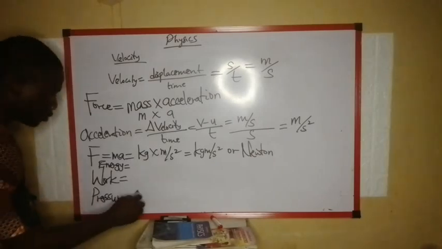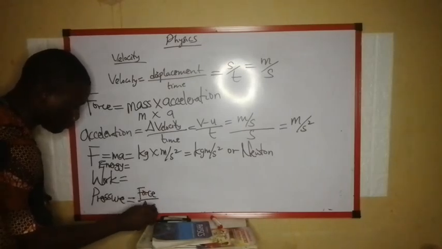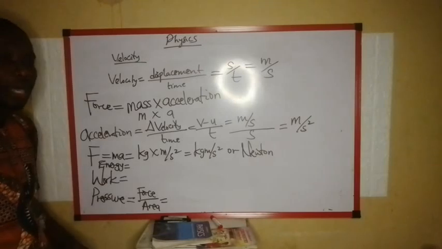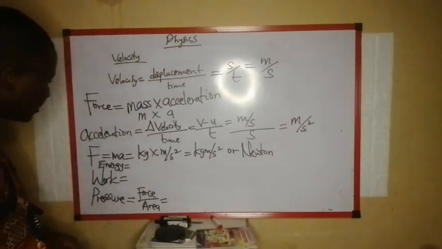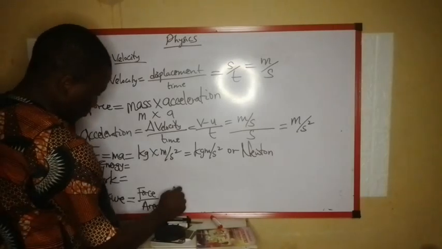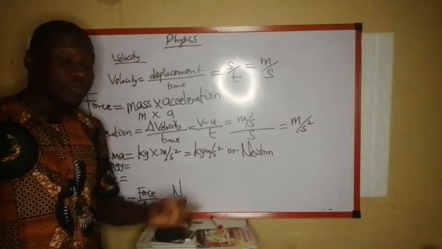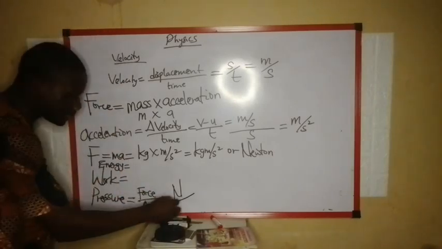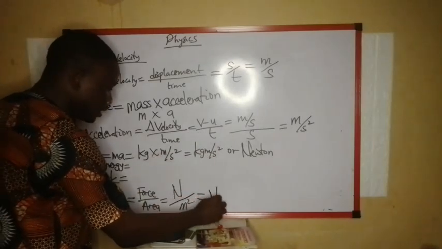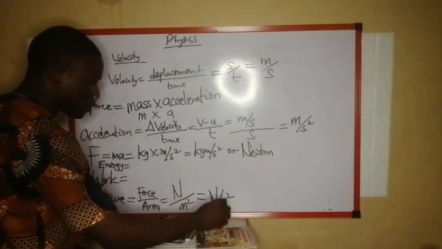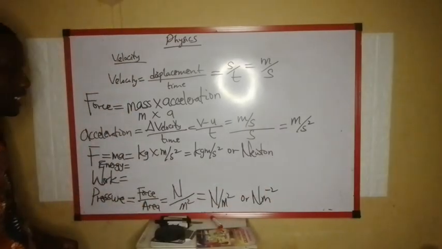So take note that pressure is equal to force over area. So if we are comparing force over area, the unit of force already is Newton, and the unit of area is meter square. So the unit of pressure is Newton per meter square, or we can call it Newton m raised to power minus 2.